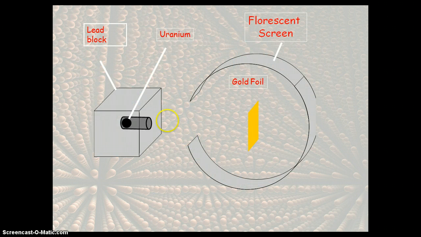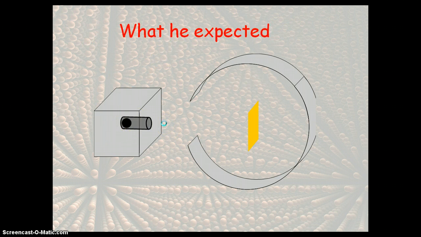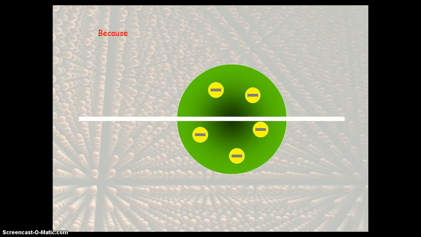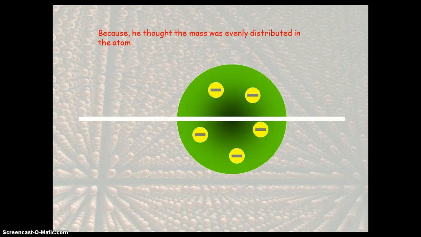Alright, so here's a different rendition of it. You see you have the fluorescent screen, and here's our piece of gold foil. We have a lead block, and then we have some uranium. The uranium is going to let off the alpha particles. He expected the stream of alpha particles to just go straight through, because he thought that the mass in the nucleus was distributed evenly. Not in the nucleus, in the atom, I'm sorry.